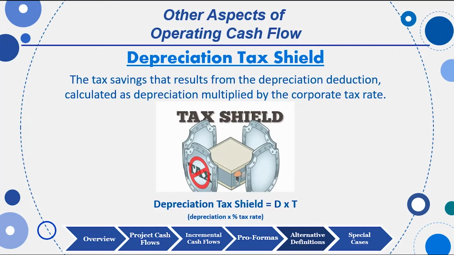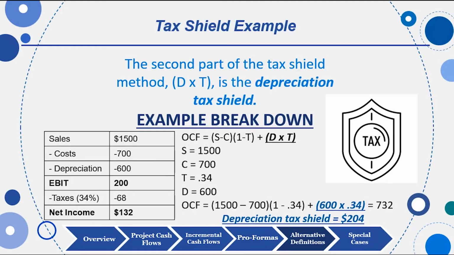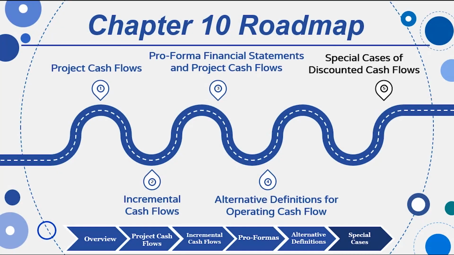You might get a question on what is the amount of the depreciation tax yield. It's simply depreciation times the company's tax rate, D times T. So in this case, tax rate is 34%, and the depreciation is $600. So my depreciation tax yield, the amount that depreciation shields us, is 204. 600 times 0.34 gives us our depreciation tax yield.